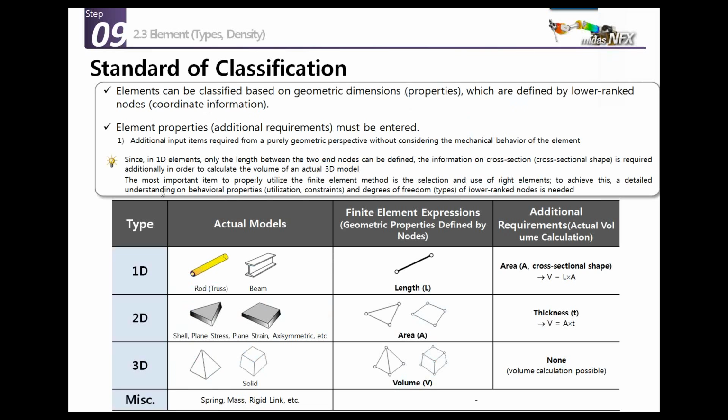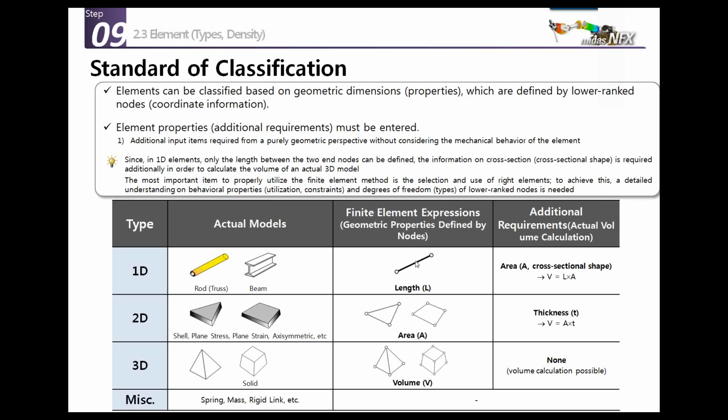The thing is that the example I gave you is a 2D plate element, but you may have several types of elements depending on the needs. For example, you have 1D elements like rod and truss, which are represented by just 1D segments. You have 2D elements like shell, plane stress, plane strain, or axisymmetric, which are represented by area. And you have 3D models, which are actually volumes, like that.